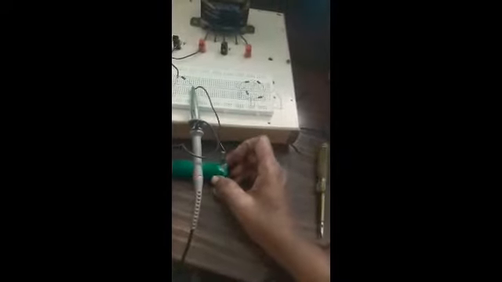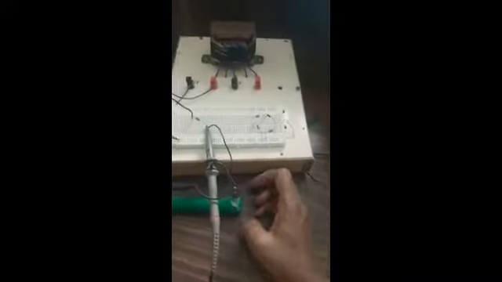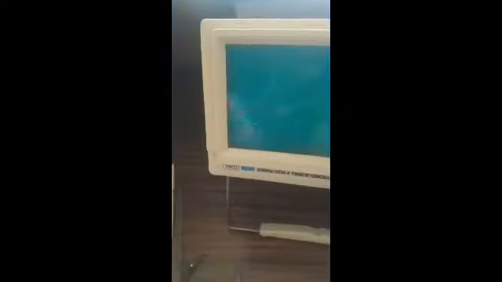This is the transformer. It has terminals: 0 volt and the A and B points. Suppose you take the A and B points, and that will be connected to the silicon diode. This is the silicon diode, and this is the fixed resistor, 1 kilo ohm 50 watt, and the output is seen on the CRO. This is called the CRO.